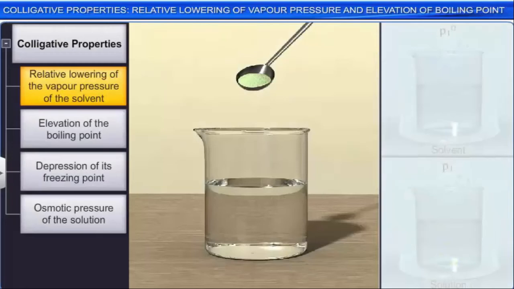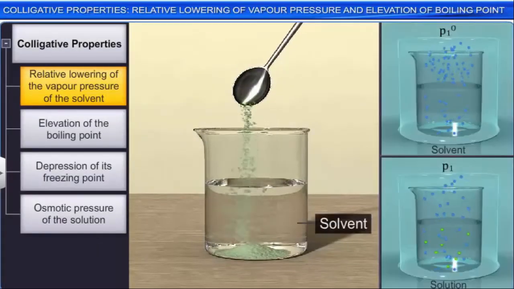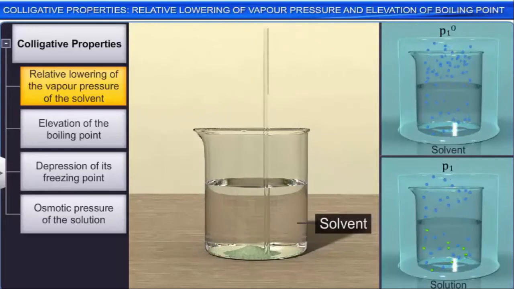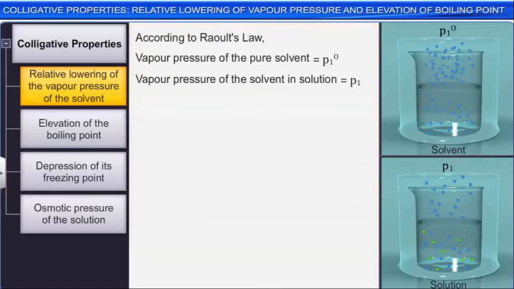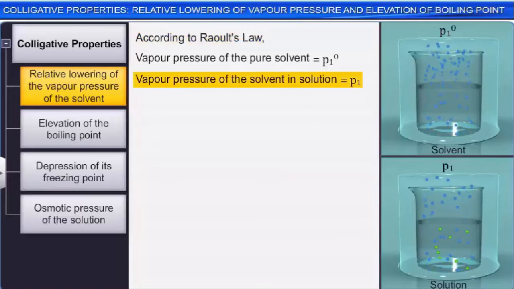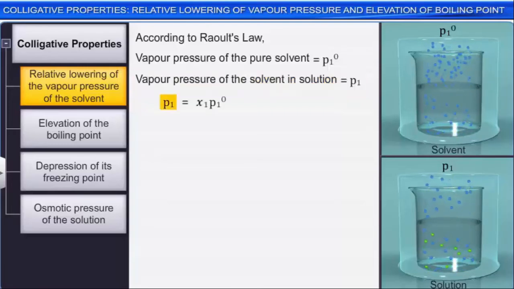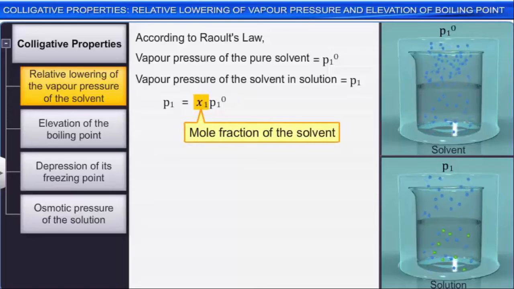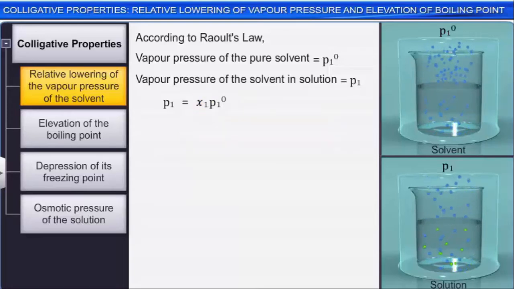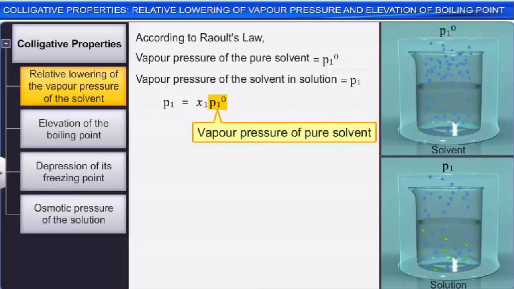We know that when a non-volatile solute is added to a solvent, the vapor pressure of the solution decreases. According to Raoult's law, the vapor pressure of a solvent, P1, in a solution containing a non-volatile solute is given by P1 is equal to X1 multiplied by P1 naught, where X1 is the mole fraction of the solvent and P1 naught is the vapor pressure of pure solvent.